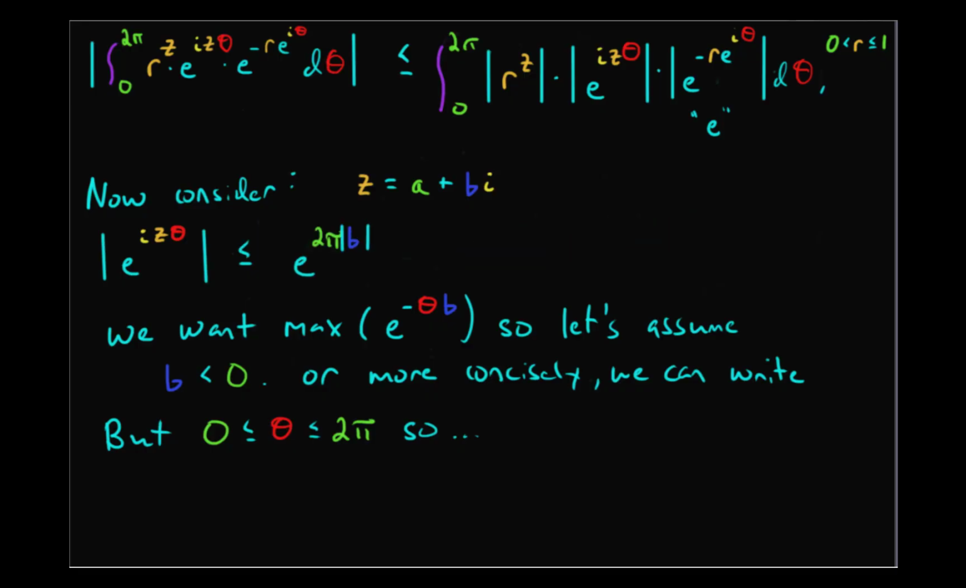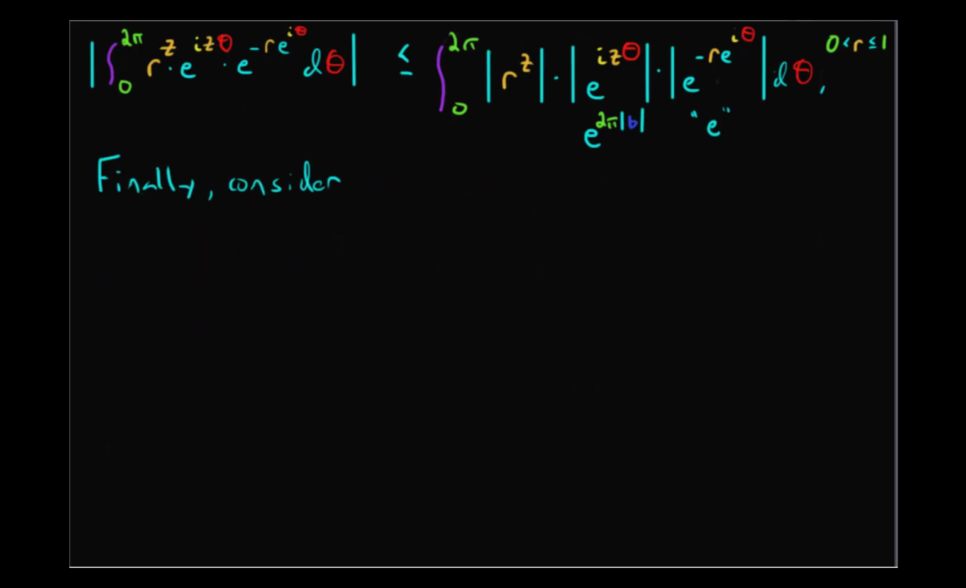and then I have that the modulus of e to the iz theta must be less than or equal to e to the 2 pi times the absolute value of b. So that's our bound on the modulus of our term e to the iz theta in the integral, e to the 2 pi times the absolute value of b. And now we just have to consider the modulus of that first term, the modulus of r to the z. So when we consider the modulus of the expression r to the z, we want to again keep in mind here that r is a real number and z is complex. So this will equal the modulus of r to the expression a plus bi.